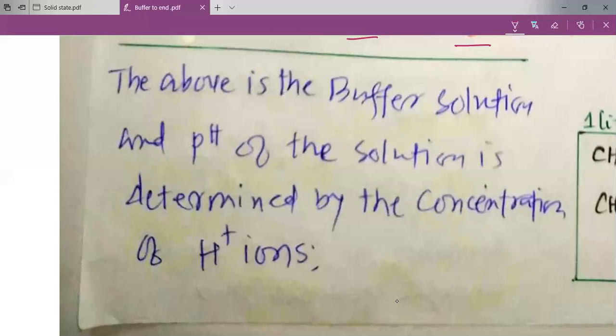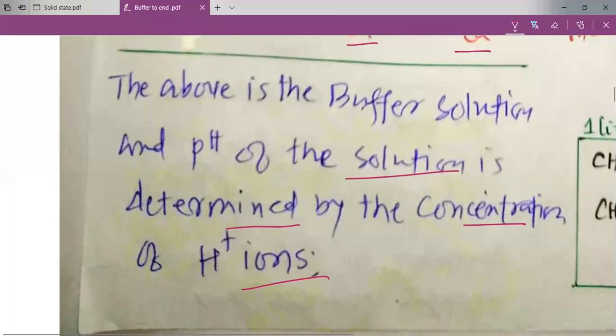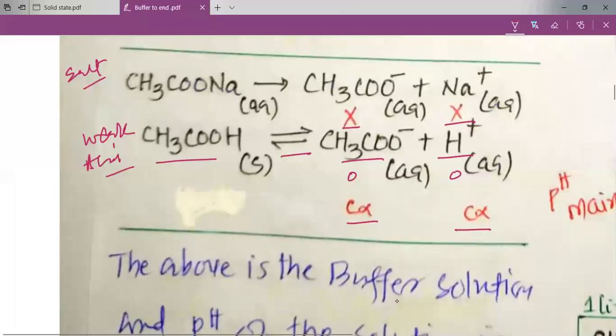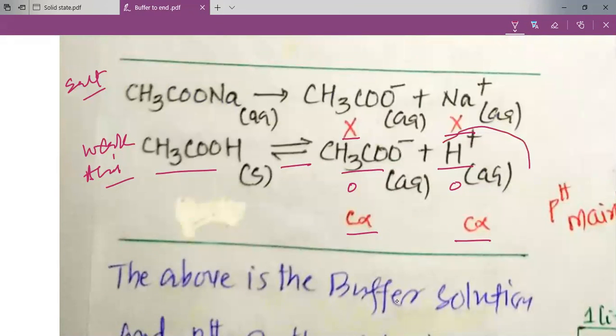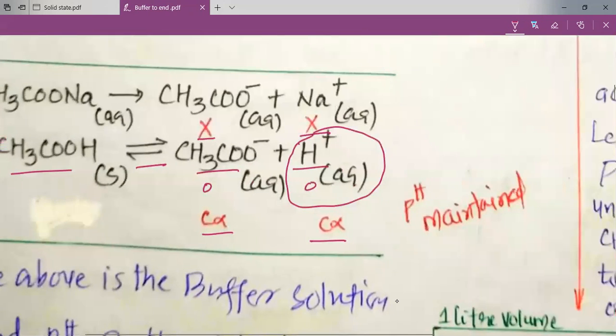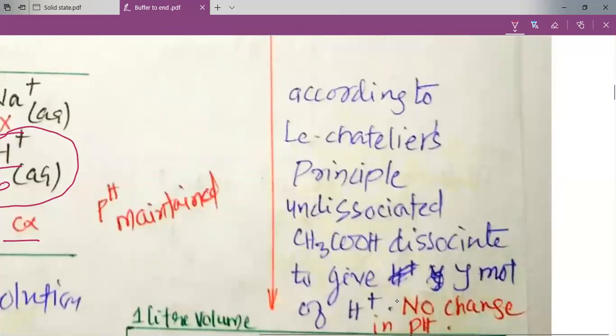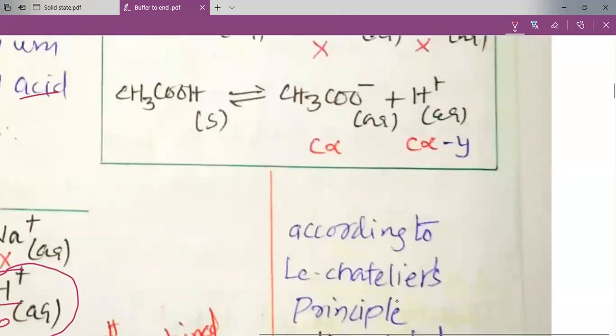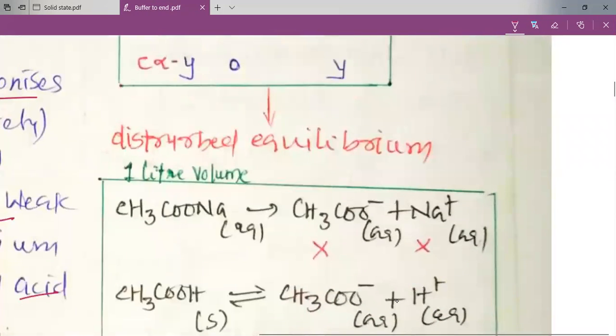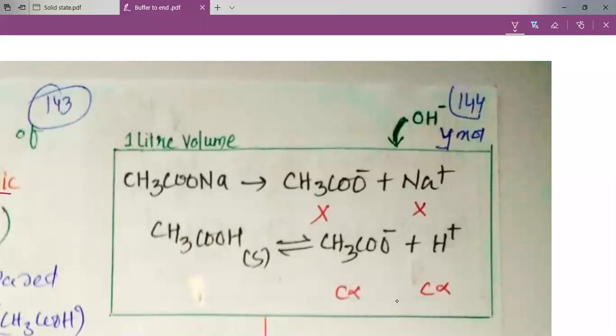The above is the buffer solution, and the pH of this solution is determined by the concentration of H plus ions. So please remember that this is the acidic solution, and when we want to calculate the pH, we need to know the concentration of H plus ions, and these H plus ions determine the pH of the solution. So the pH of the solution is determined by the H plus ion concentration.